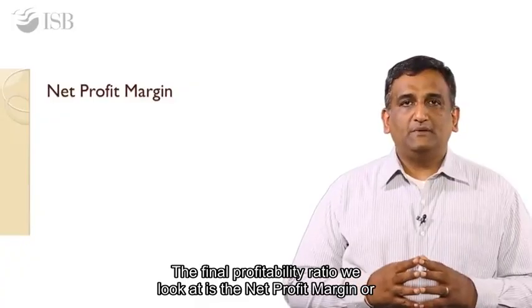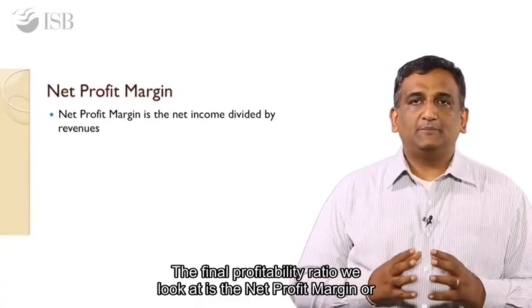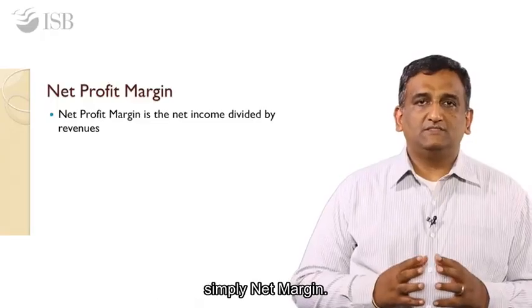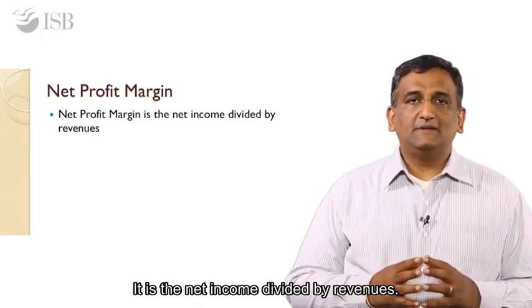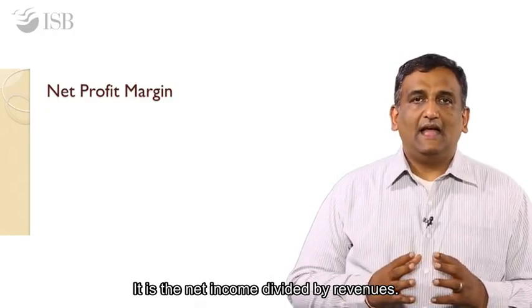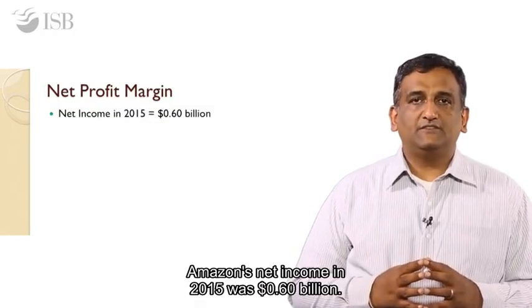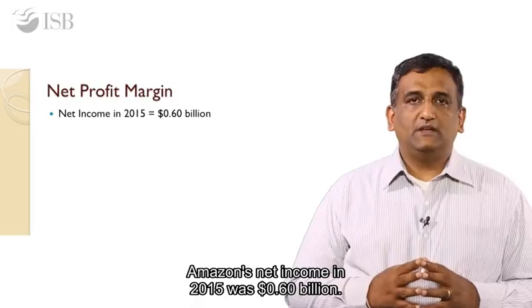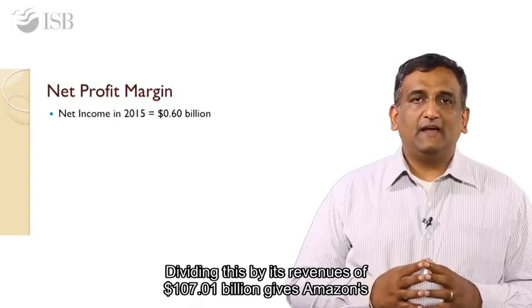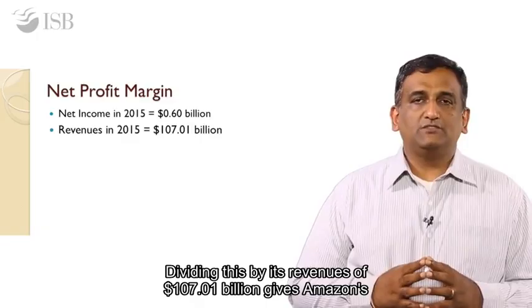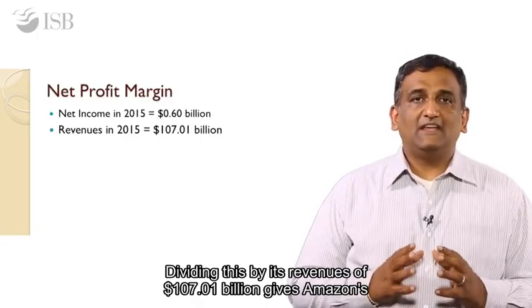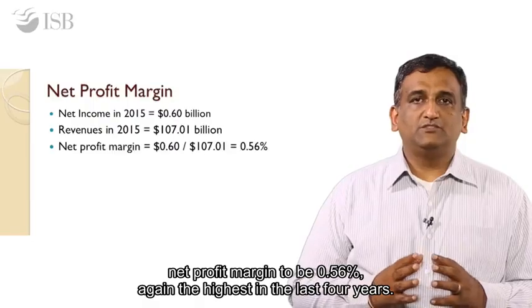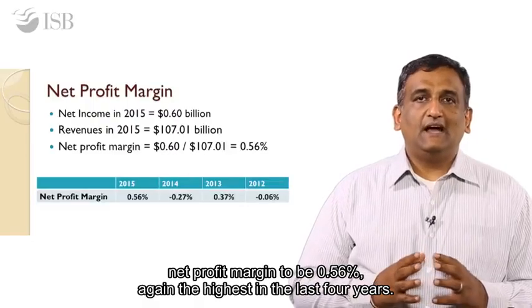The final profitability ratio we look at is the net profit margin, or simply net margin. It is the net income divided by revenues. Amazon's net income in 2015 was $0.60 billion. Dividing this by its revenues of $107.01 billion gives Amazon's net profit margin to be 0.56%, again the highest in the last 4 years.